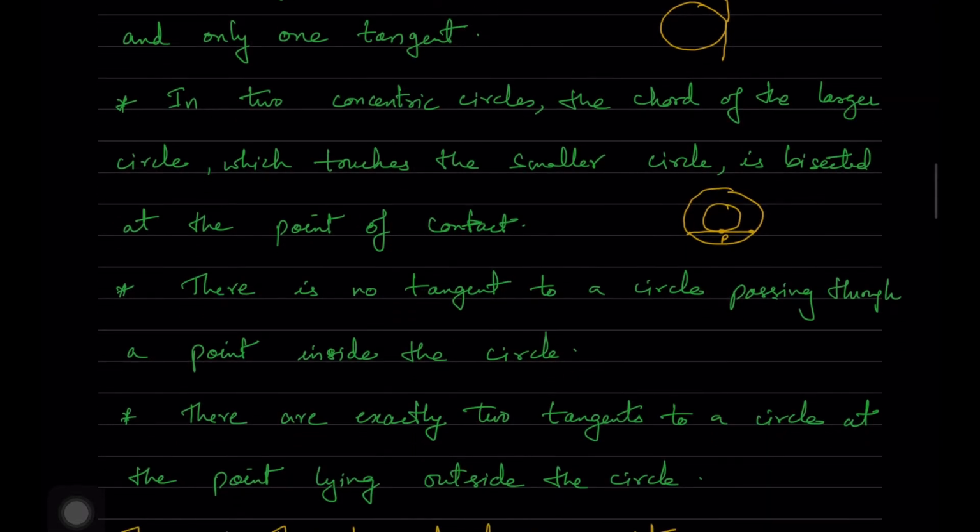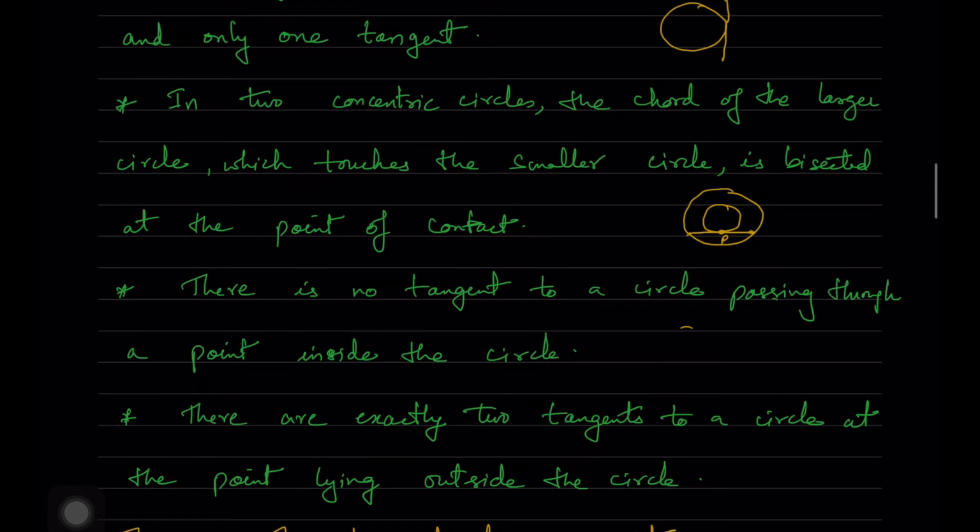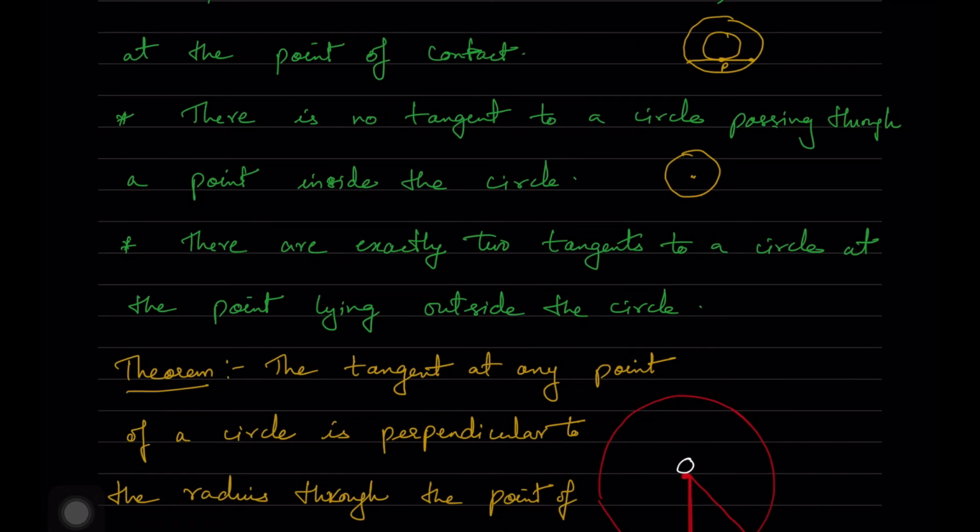There is no tangent to a circle passing through a point inside the circle. If a point is inside the circle, you cannot draw a tangent, because a tangent should touch the circle at only one point. It will not be inside the circle. There are exactly two tangents to a circle from a point lying outside the circle. Now this point is inside, so you don't have any tangent for it. For a point lying outside, exactly two tangents can be drawn.